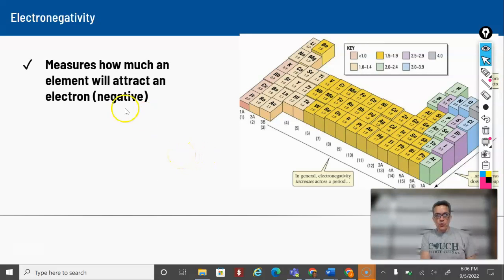That sounds like a pretty big word, but if you look at just how the words fit together, electro and negative, it has something to do with electrons. And specifically, it's how much an element will actually attract an electron. How much is it going to pull onto it?